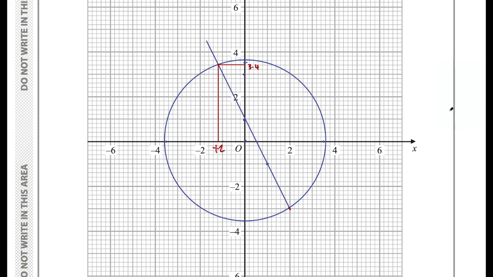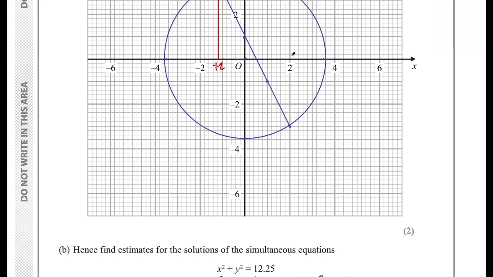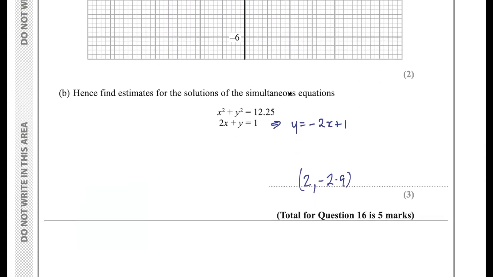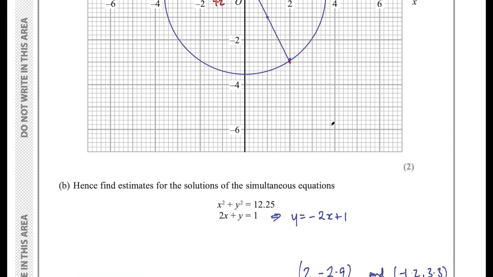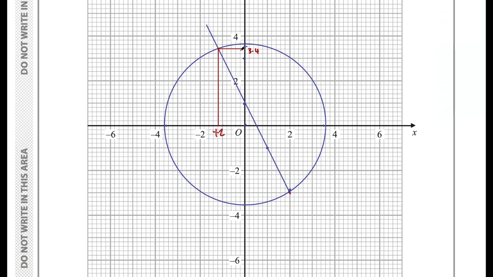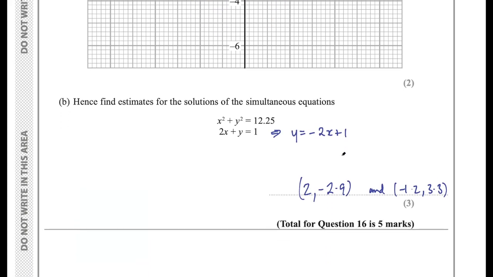And as I said, these will be a little bit off because obviously my circle is not very accurate. So I'm just going to give you the answers here from the mark scheme. The answers were 2, -2.9. So that was this point here. That's meant to be at 2, -2.9. So that would be about here. So pretty close with my diagram. And then the other one was -1.2, 3.3. And I believe there's a range for those answers as well. So that was this point here, -1.2, 3.3.